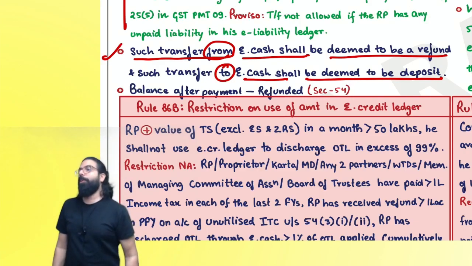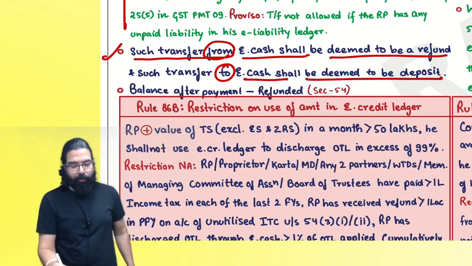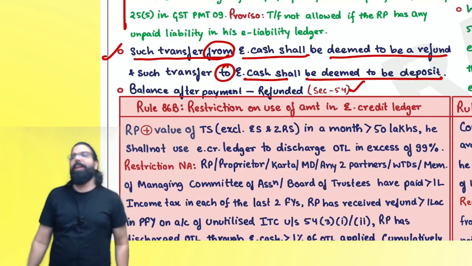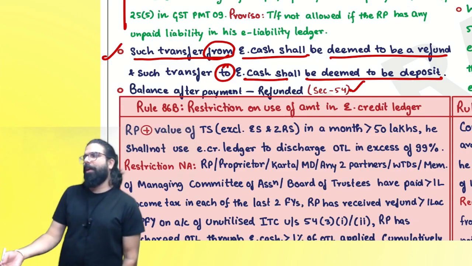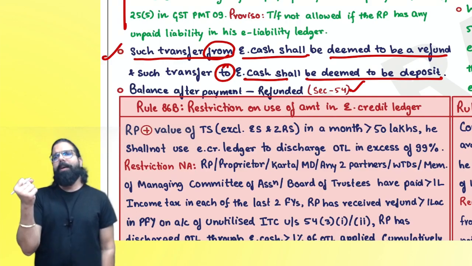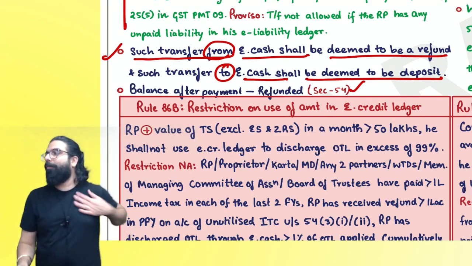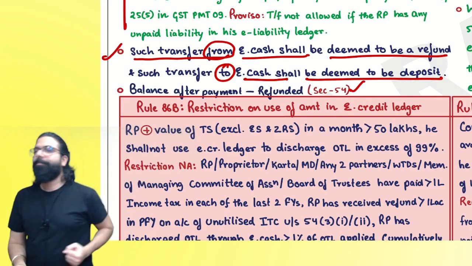So I have some money lying in the e-cash ledger. Can I take a refund? Yes, please go ahead and take a refund. Section number 54 in your CA Final will come, wherein basically you can file a form and take the refund. Are we clear, everyone? My fund with the government, I'll take it back.